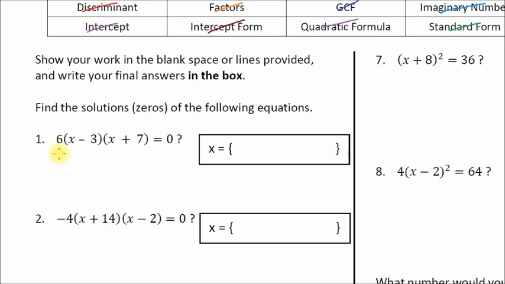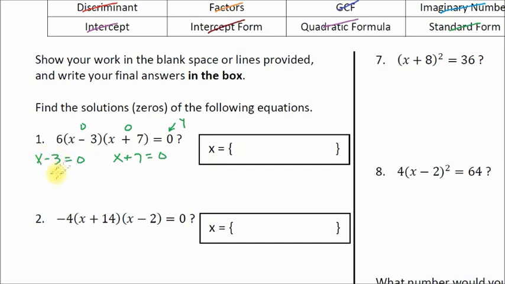So this one's pretty easy. We've got two binomials. We've got x minus 3. We want to try to get that equal to 0. And x plus 7, try to get that equal to 0. If either one of these binomials is equal to 0, then the whole thing on the left changes to 0 because we're going to be multiplying by a 0 value if either one of these is 0. And that makes our equation true. And if the equation is 0, then we know we're finding an x-intercept or a solution or a 0 because we know that y is equal to 0 when we're on the x-axis.